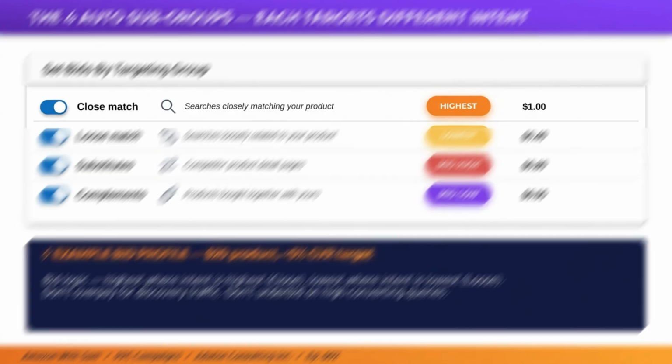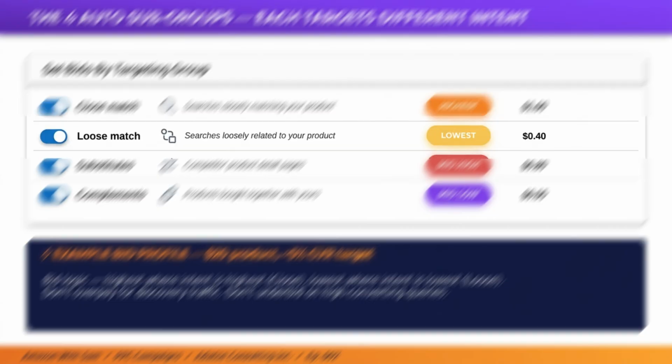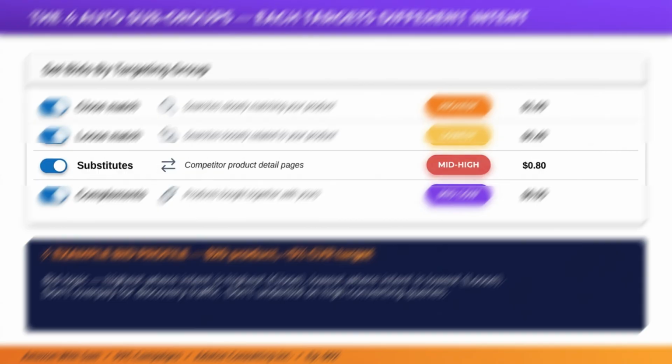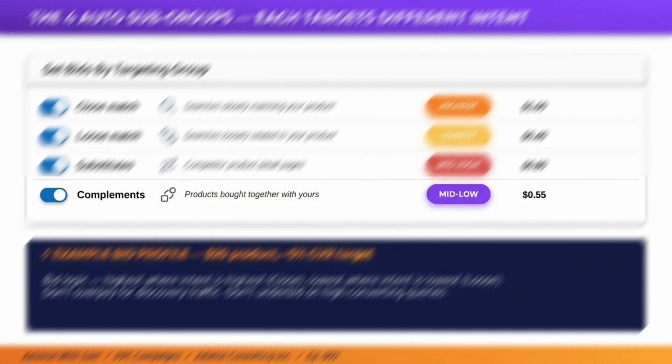Simple logic. Close match converts best, bid highest. Maybe 90 cents to $1.20 on a $20 product. Loose match converts worst, bid lowest, maybe 30 to 50 cents. Substitutes, you're trying to steal traffic, so you need to outbid the competitor's own ads on their page. Bid mid-high, 70 to 90 cents. Compliments is cross-sell, lower urgency. Bid mid-low, 40 to 60 cents.